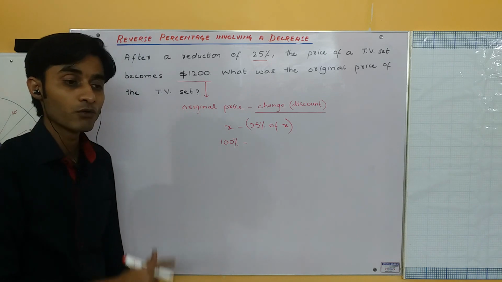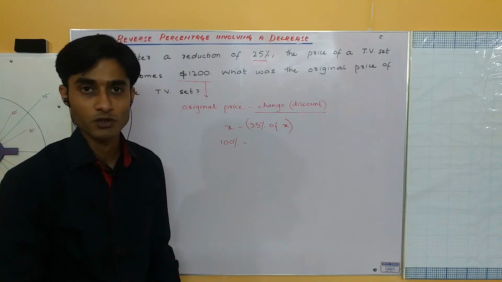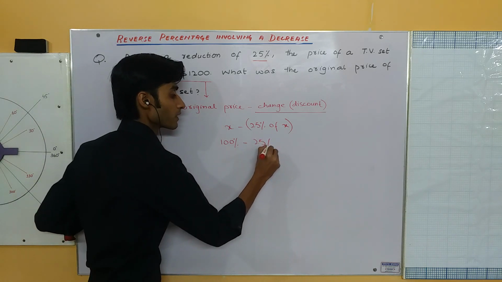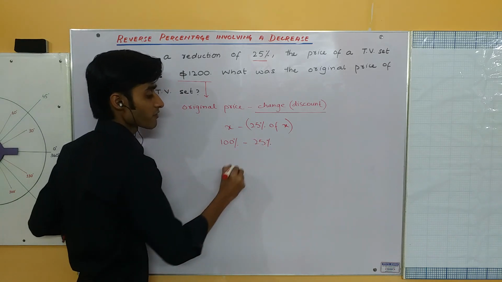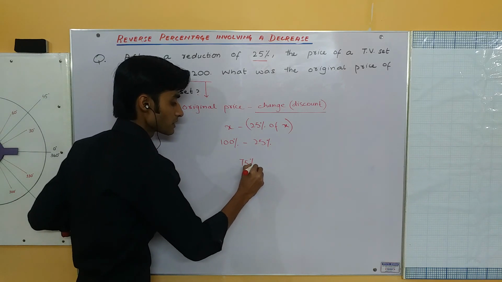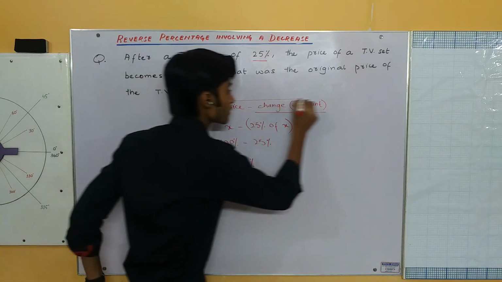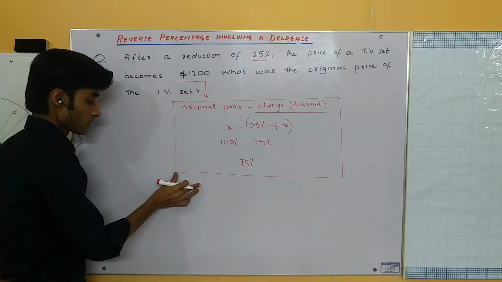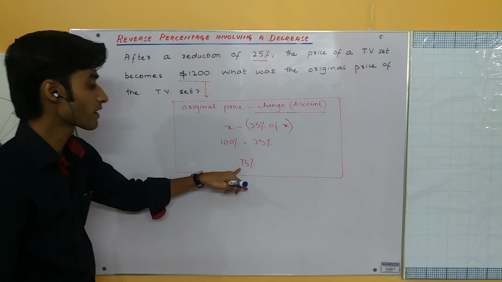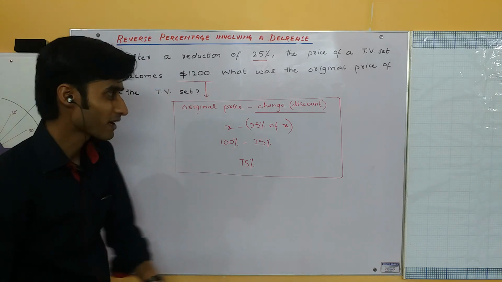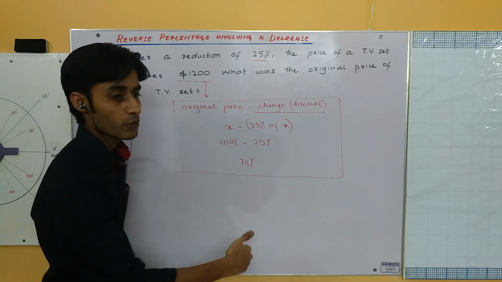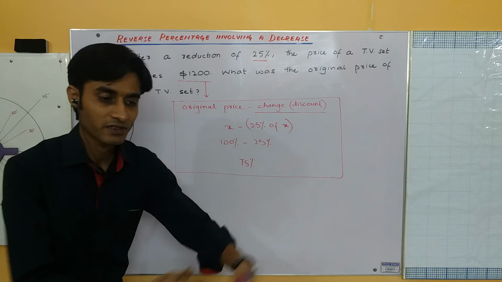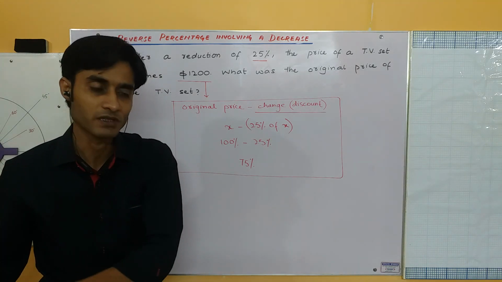In increasing the value, I was adding the percentage. In decreasing the value, I am subtracting the percentage from 100. So 100% minus 25% is 75%, and all of this is for 1200. So what is 1200? 1200 is actually 75%. We all can understand when something gets reduced by 25%, then the price is actually 75%. 25% has been reduced, so the remaining price is 75%.